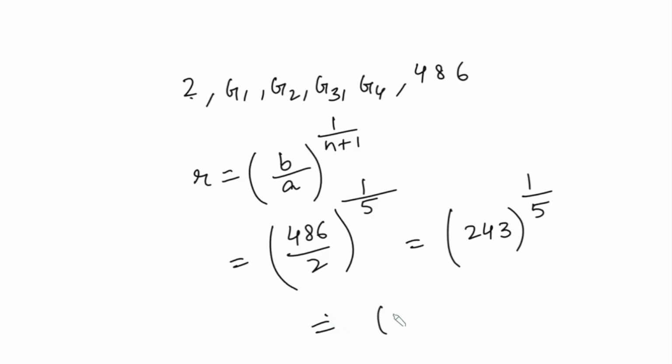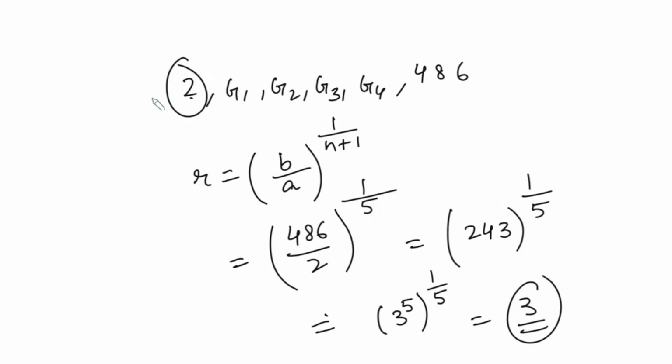243 can also be written as 3 raised to the power 5, and that is raised to the power 1 over 5. So r is equal to 3. So now we know the value of r as 3. The value of the first term here is 2. So we can find G1. G1 is equal to AR. So that is 2 times 3 or 6.